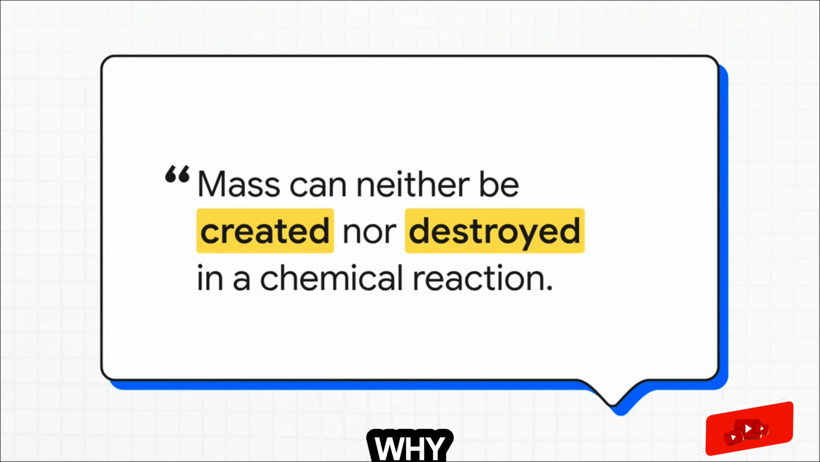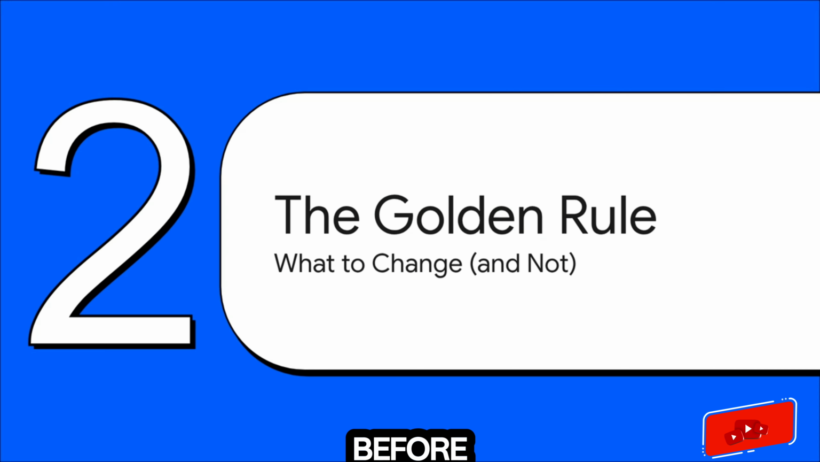And here's why. It all comes down to this big idea, the law of conservation of mass. All this really means is that in a chemical reaction, atoms don't just appear out of thin air, and they don't just vanish. Whatever you start with, you have to end with. Simple as that. The number of atoms for every element has to be the same on both sides of the arrow, period.